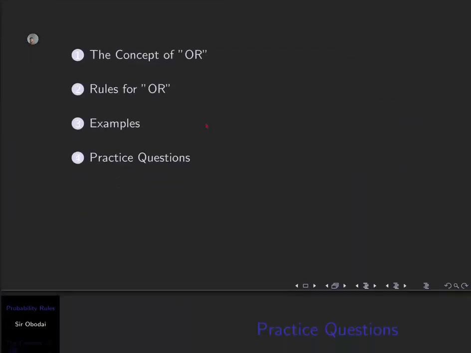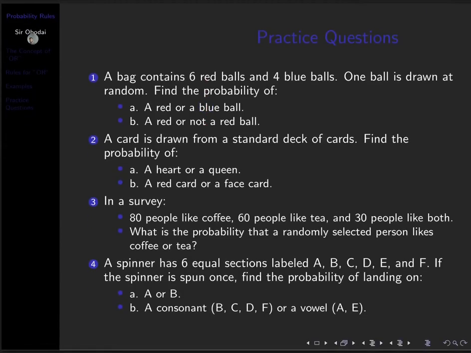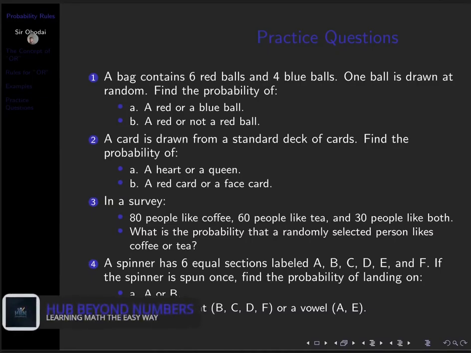Right? So these are some questions you can try on your own. As always, it's good to try these types of questions so that you become familiar with them.